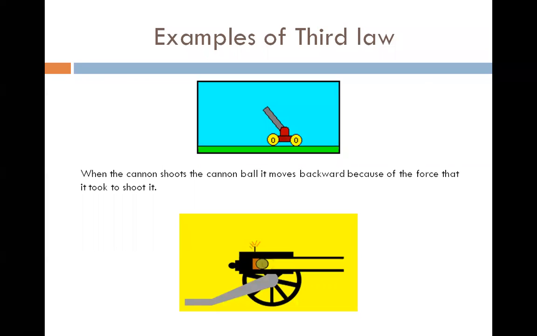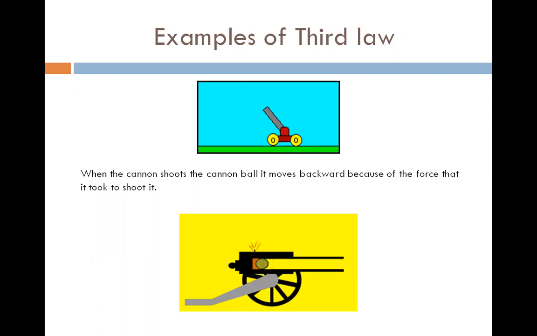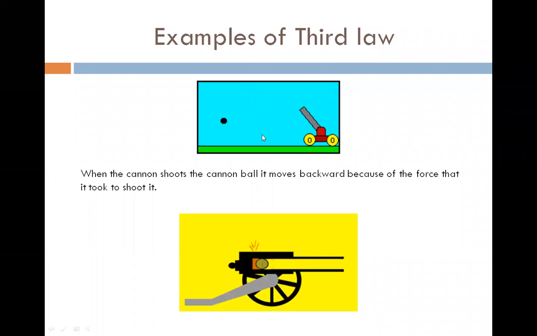In the same way, this is one GIF which I have taken. You can see the same thing. After firing, when the cannon ball is shot from the cannon, the cannon moves backward.